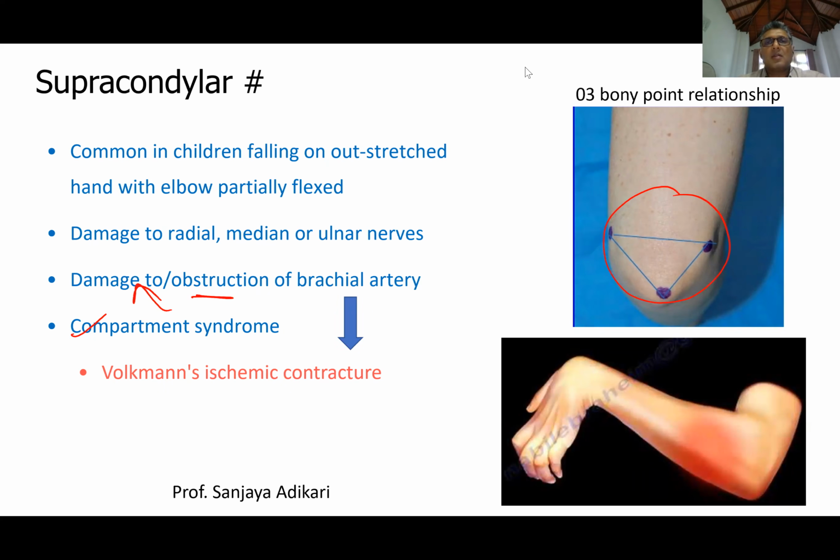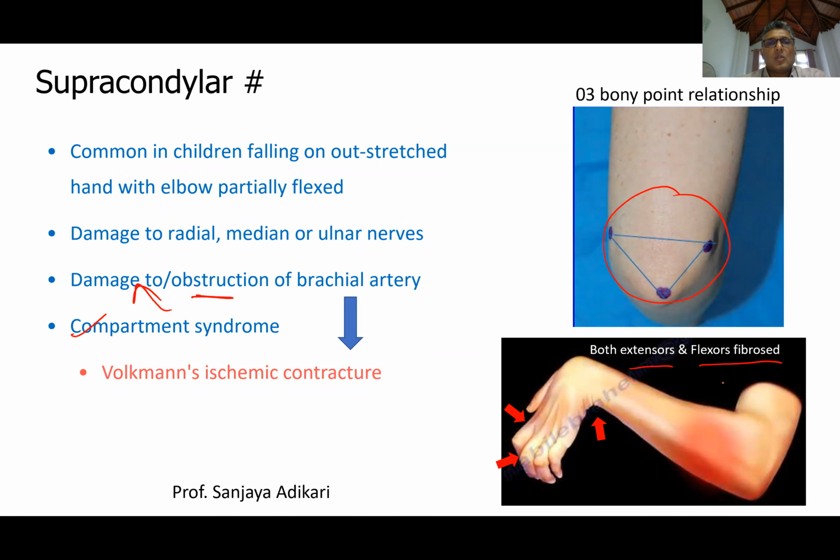Even though this is the typical picture of Volkmann's ischemic contracture, which is flexion of the wrist joint and a full claw hand. It's a full claw hand. You have heard about ulnar claw hand, and this is full claw hand. All fingers are clawed. But this typical picture is there only if there is ischemia, necrosis and fibrosis of both flexors and extensors to the same degree.